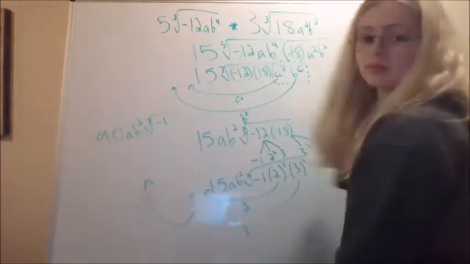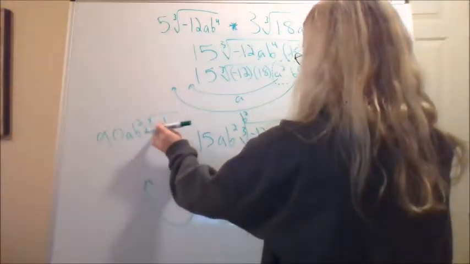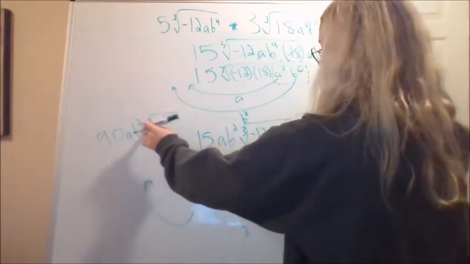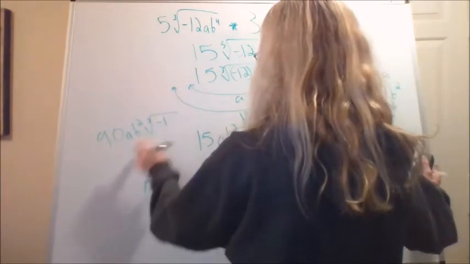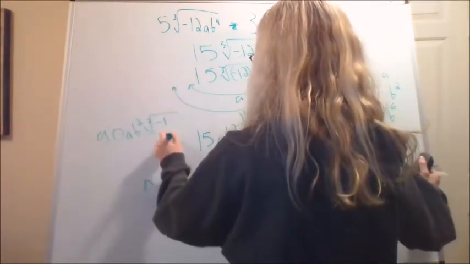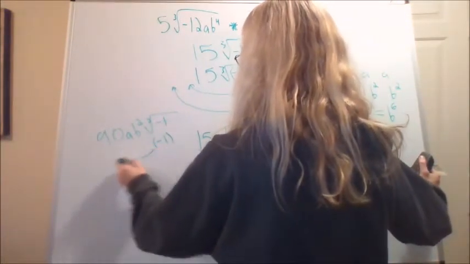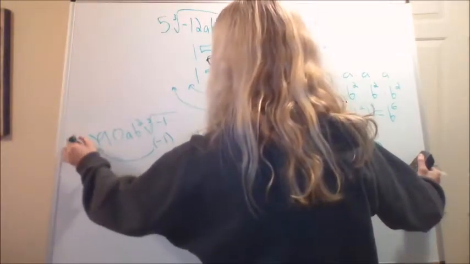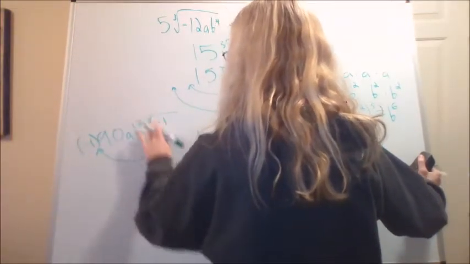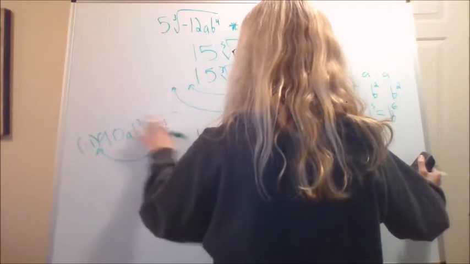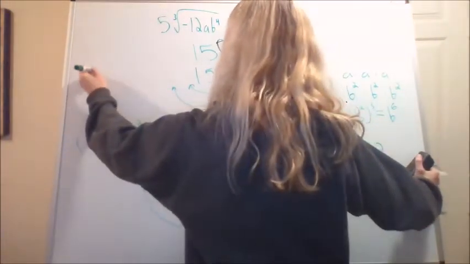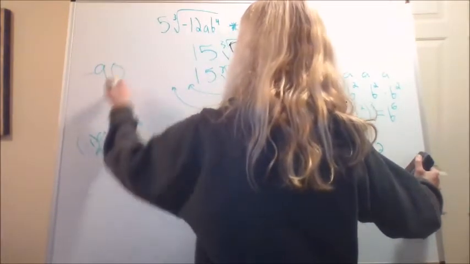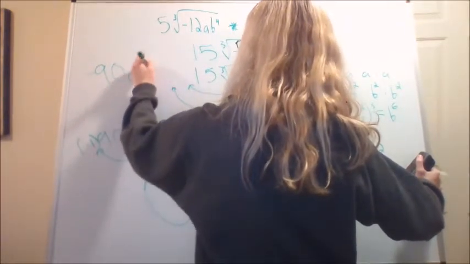And you may be tempted to put i for the root of negative 1. But since this is the third root and not the second root, the third root of negative 1 is just negative 1. So we can bring that out front. And our answer is going to be negative 90 ab squared.